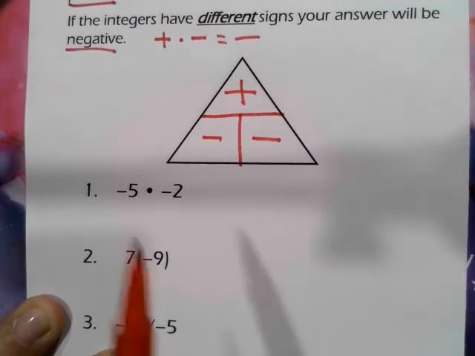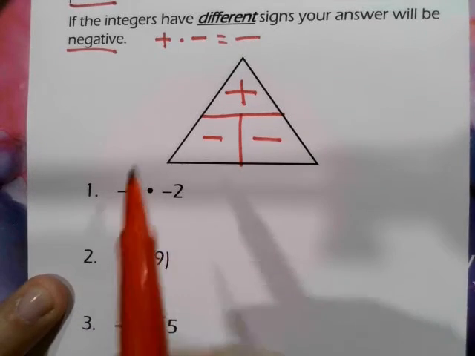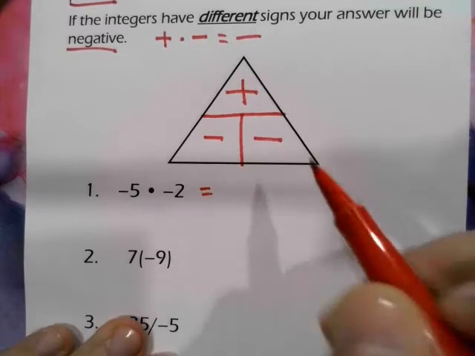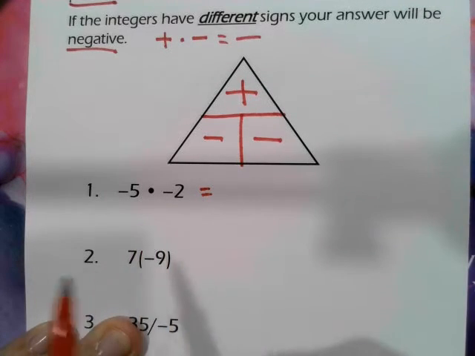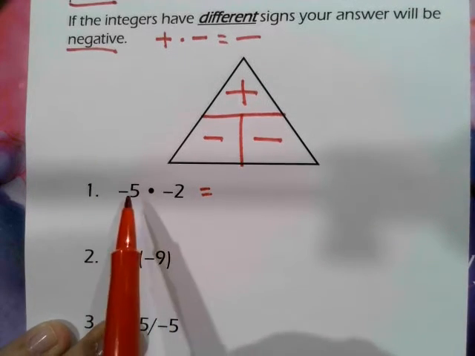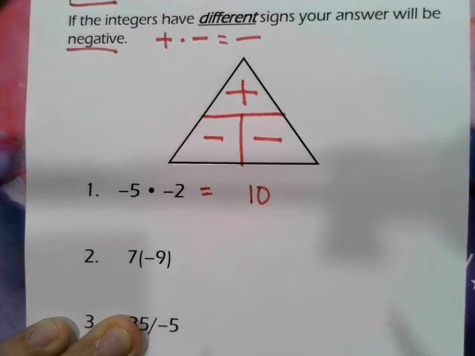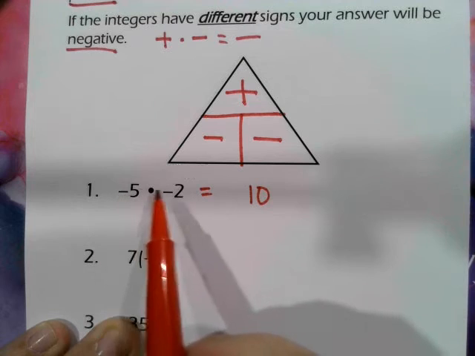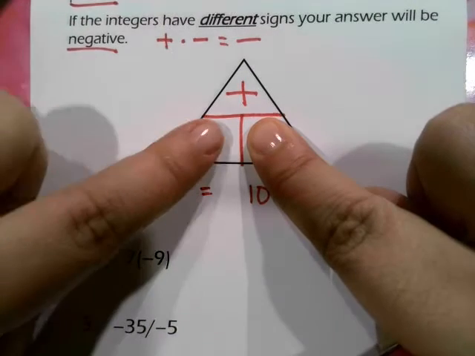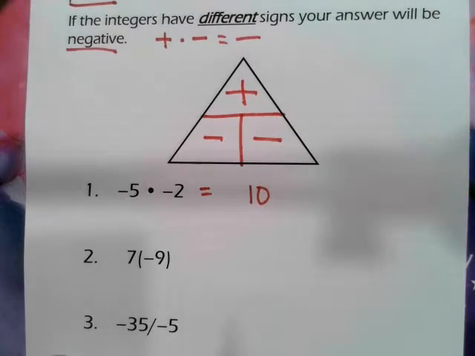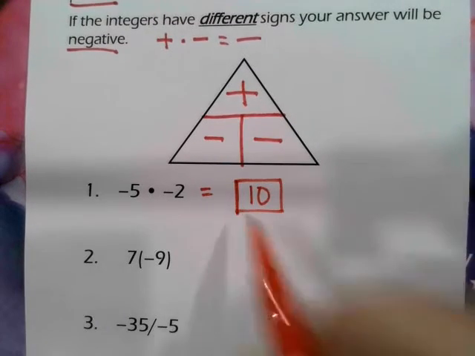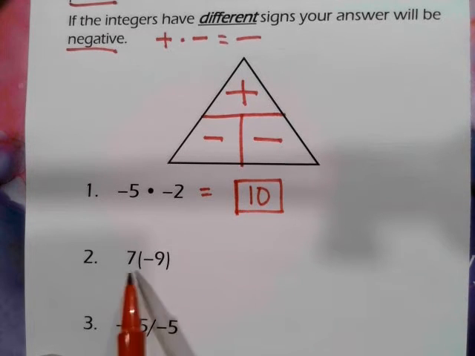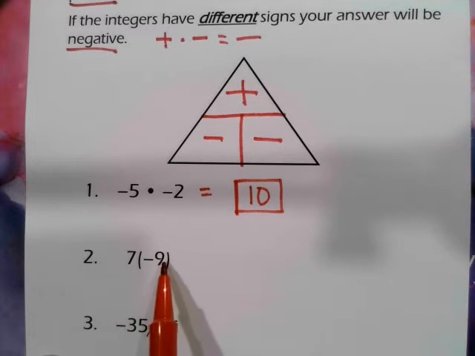The first one, number one, remember this dot means multiply. So this is -5 times -2. First of all, we're going to multiply like normal, just like our rules at the top said. 5 times 2 equals 10. Then we're going to use our triangle, and we're going to cover up a negative and another negative. So our answer will be positive. You could put the plus sign if you wanted to, but it's understood that the 10 is positive when there's no sign.